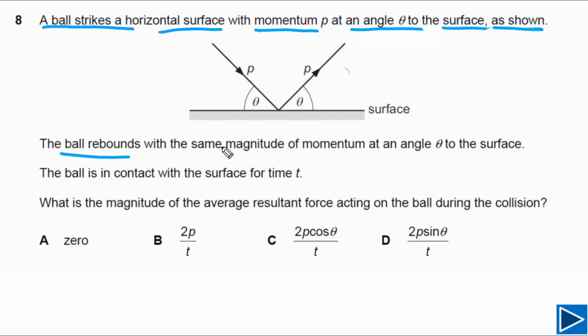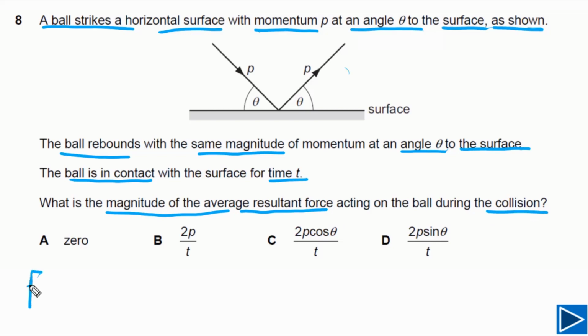The ball rebounds with the same magnitude of the momentum at an angle theta to the surface. The ball is in contact with the surface for time t. We need to find out what is the magnitude of the average resultant force on the ball during the collision. So first of all, we need to understand how to calculate average resultant force.